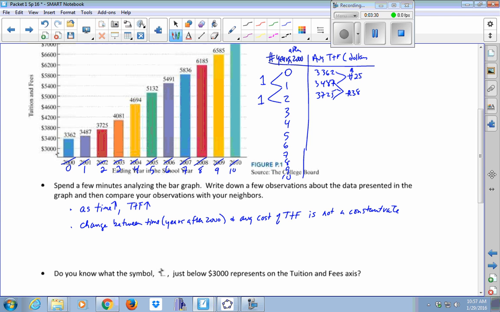What else could you say? Yep. Remind me your name? Jasper. Yeah. All right. So the largest increase or the most significant change is how Jasper says it. The most significant change in the average tuition and fees occurred between 2003 and 2004, and that change was how much? On average, $613, right? So here we're changing by 125, and then 238, and then we have this huge jump. Yep.